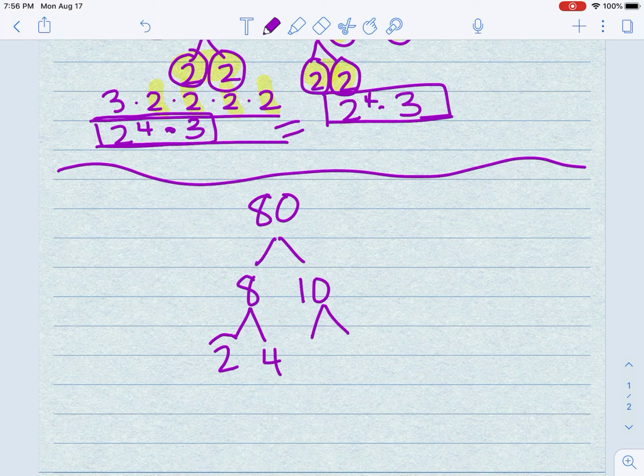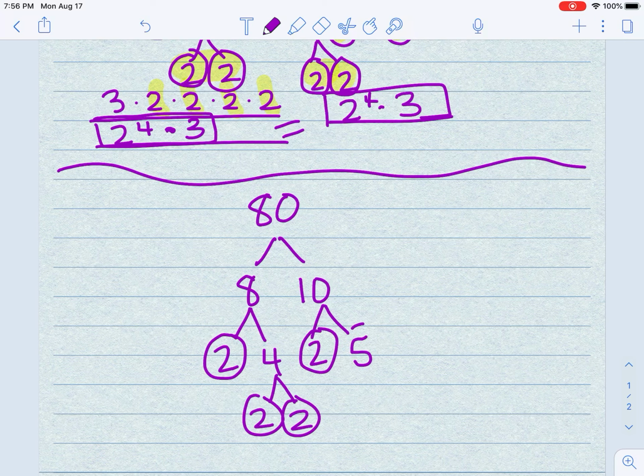8 breaks down to 2 times 4. 2 is prime, 4 is not. 4 breaks down into 2 times 2. Those are both prime. 10 breaks down into 2 times 5. 2 is prime, so is 5. They're both on your sieve of Eratosthenes.